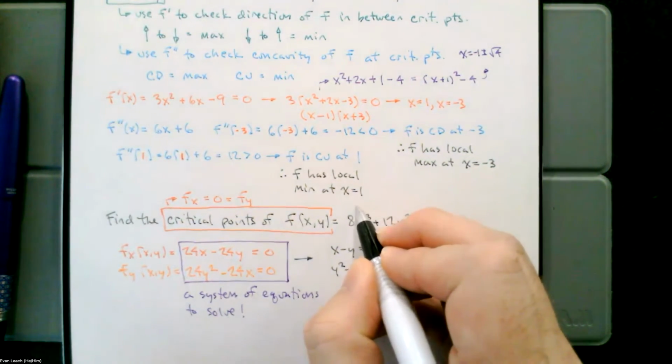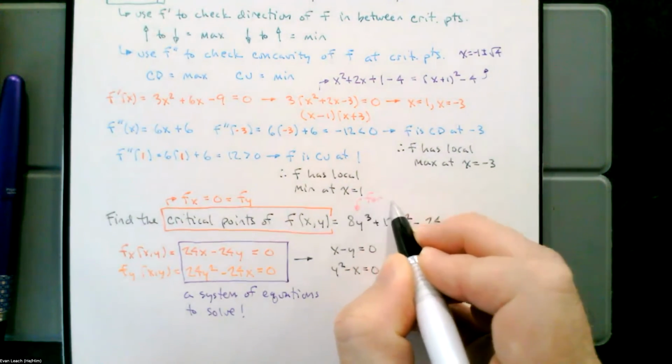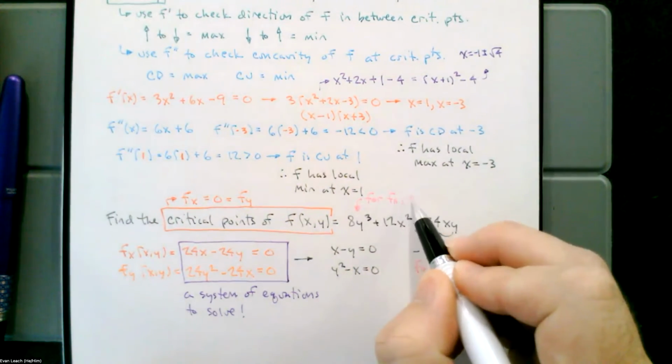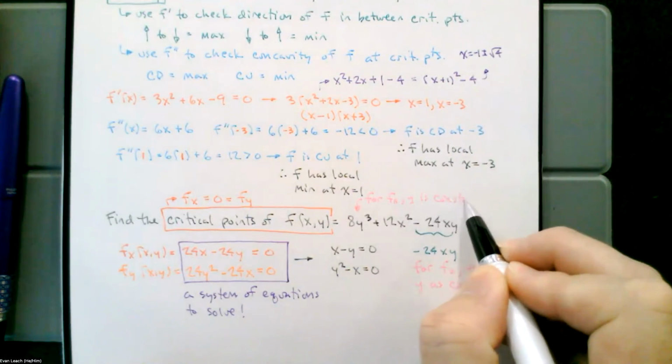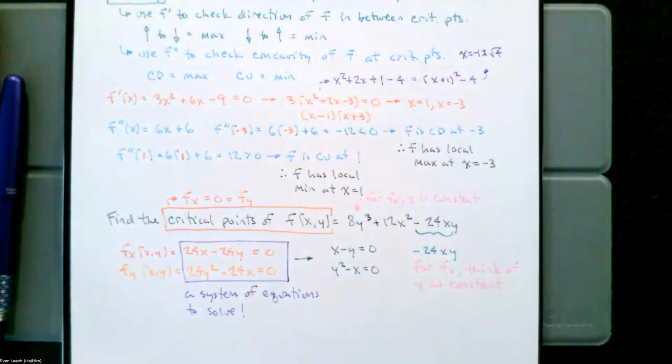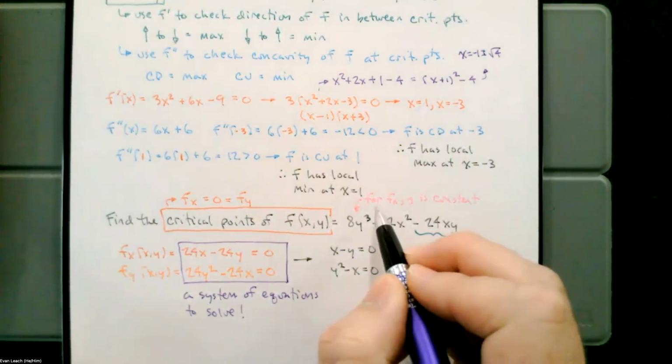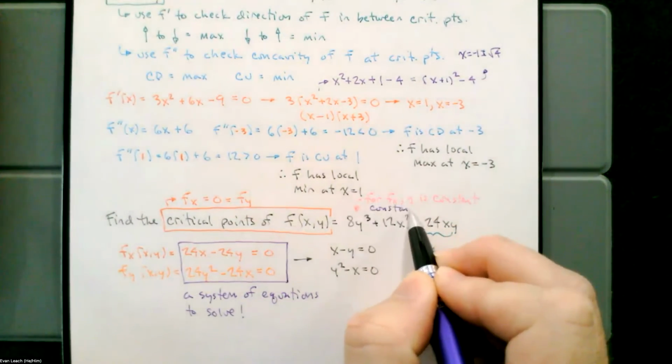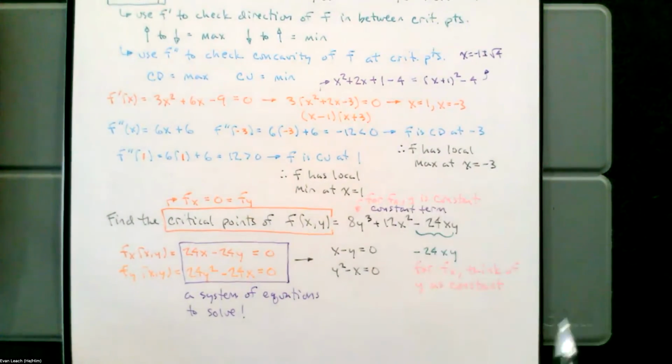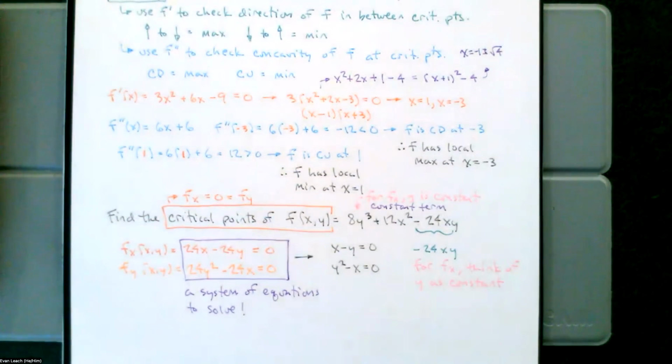So no x in this term. In both cases, I'm looking at the term and I'm saying for fx, y is a constant. In this first term, there's no x in here. This is a constant term. But in this term, there is an x, the 24xy. So y is a constant, but it's included through multiplication, so it's a constant factor.